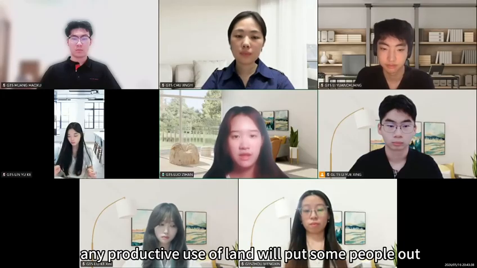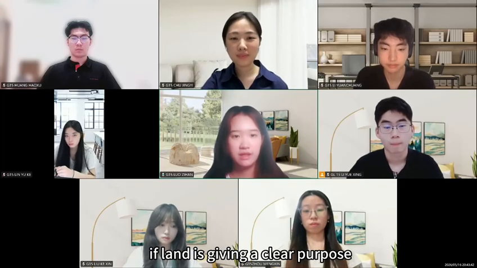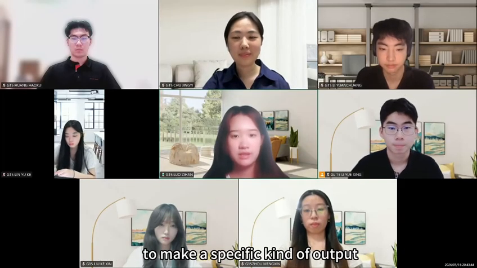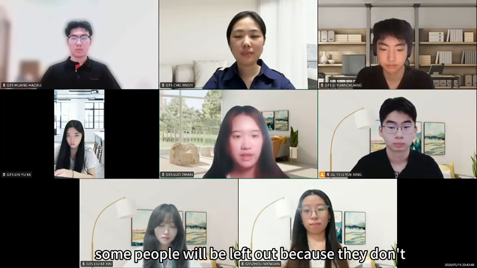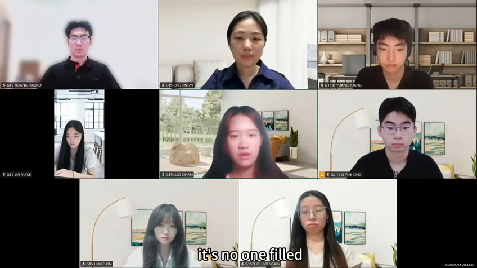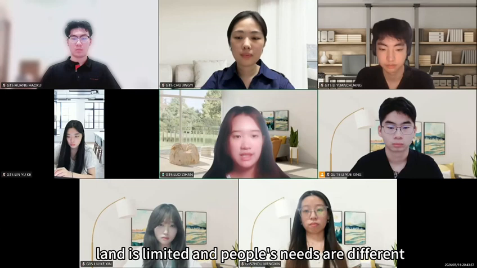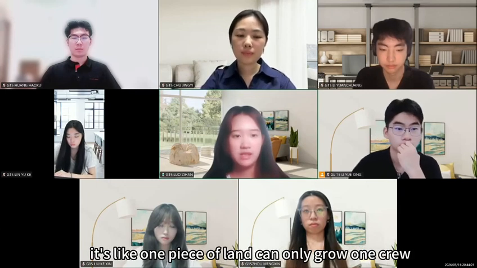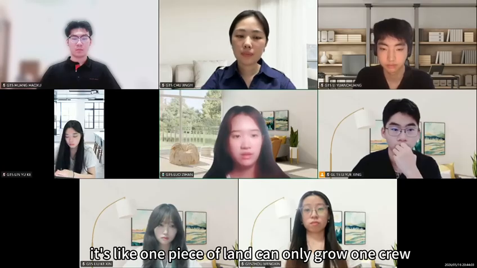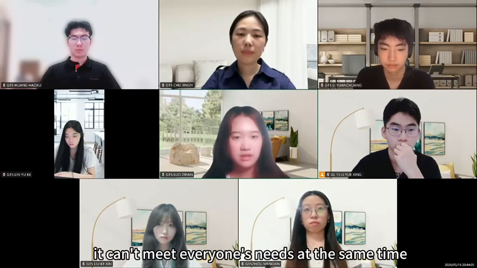Any productive use of land will put some people out if land is given a clear purpose to make a specific kind of output. Some people will be left out because they don't fit that purpose. It's no one's fault. It's just a natural result. Land is limited and people's needs are different. It's like one piece of land can only grow one crop. It can't meet everyone's needs at the same time.